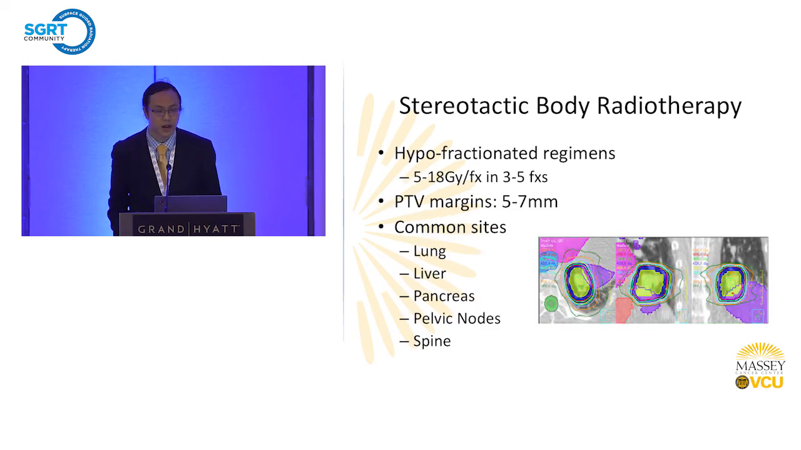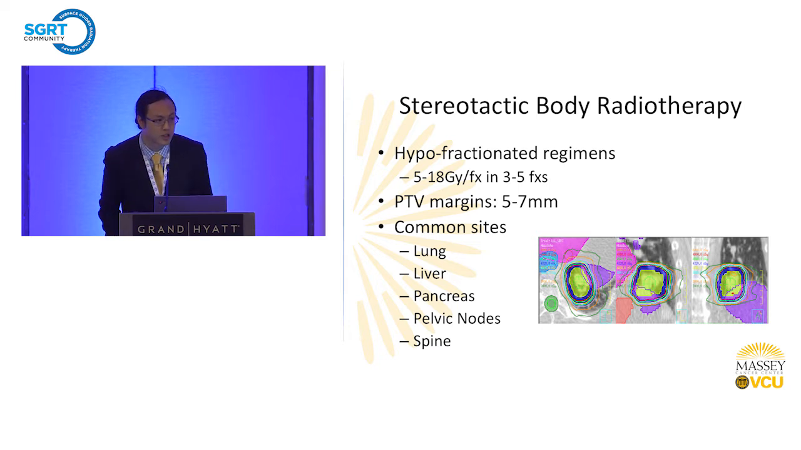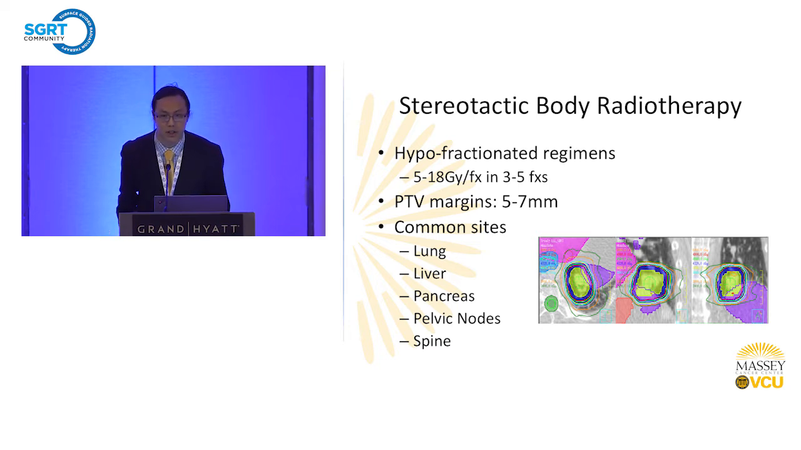So at VCU, we treat SBRT with prescription doses ranging from 5 gray times 5 fractions up to 18 gray times 3, and our typical PTV margins range from about 5 to 7 millimeters. The sites we're treating are typically lung and liver. Occasionally we treat pancreas, pelvic nodes, and some spine metastases. So, of course, precision is very important, so we rely a lot on image guidance.